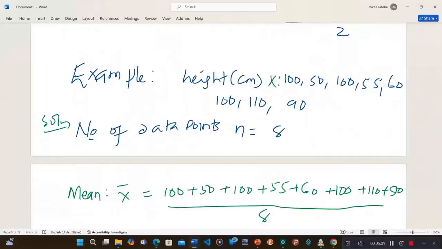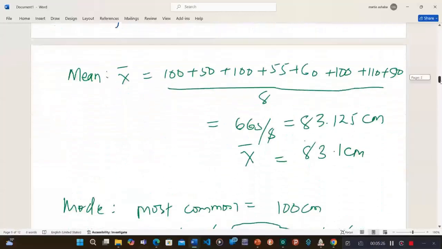Now, we are taking an example for ungrouped data. So we are having height of particular individuals from a given society. It is represented by x. So it is 100 centimeters, 50 centimeters, 100 centimeters, 55, 60, 100, 110, 90. The number of data points, when you count them, they are 8. So we want to calculate for the different parameters of descriptive statistics, and one of them is mean. We said just add, and the total you divide by the number of the data points, and what you will get will be your mean.